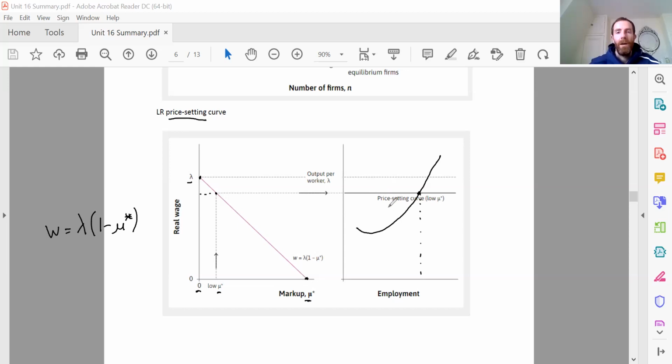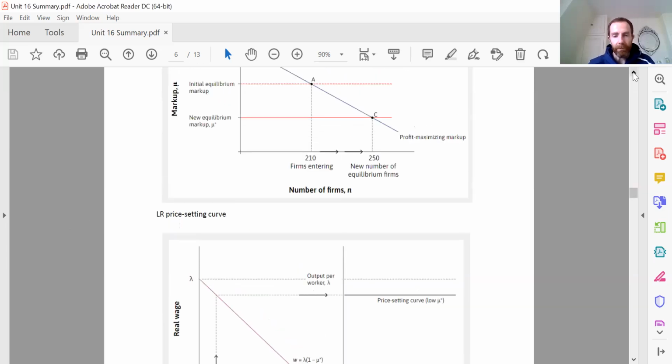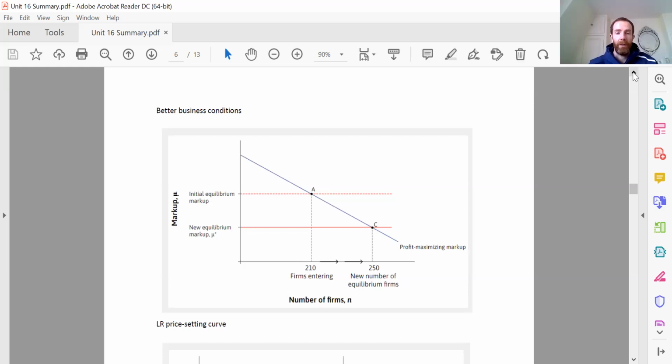Okay, so one thing to go back to is what could have an impact on the position of the equilibrium in terms of the number of firms in a market and the equilibrium markup. Well, typically this is for the most part all about business conditions. If the business conditions, the conditions for doing business in a particular country, get better, what does that mean?